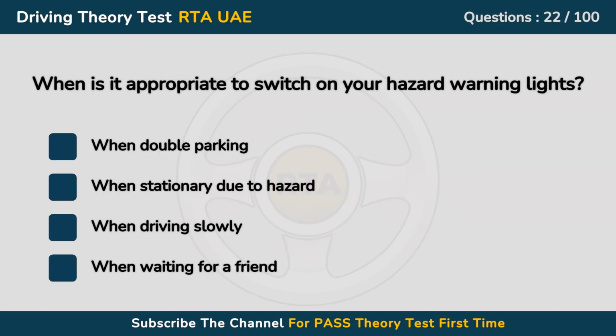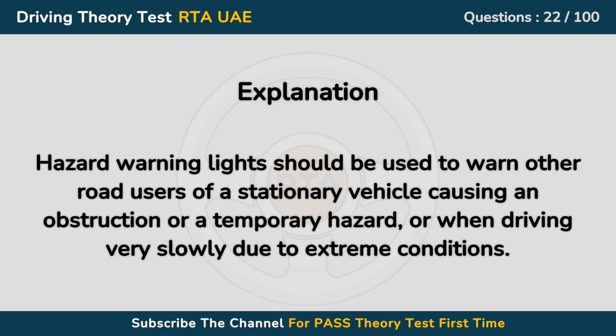Question 22. When is it appropriate to switch on your hazard warning lights? A. When double parking. B. When stationary due to hazard. C. When driving slowly. D. When waiting for a friend. Answer is B. When stationary due to hazard. Hazard warning lights should be used to warn other road users of a stationary vehicle causing an obstruction or a temporary hazard, or when driving very slowly due to extreme conditions.